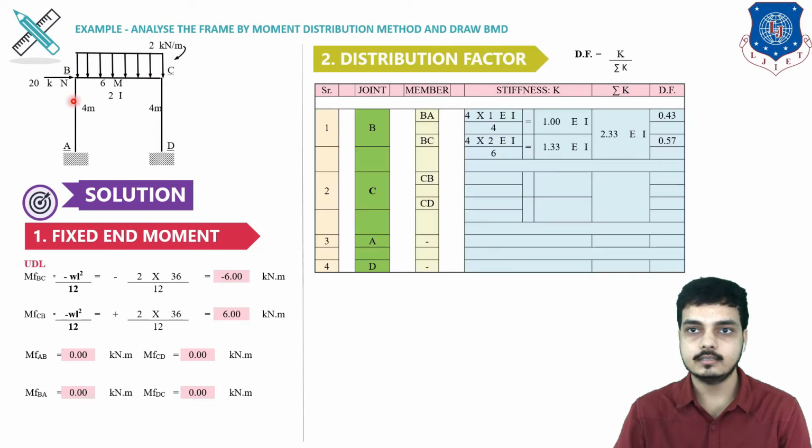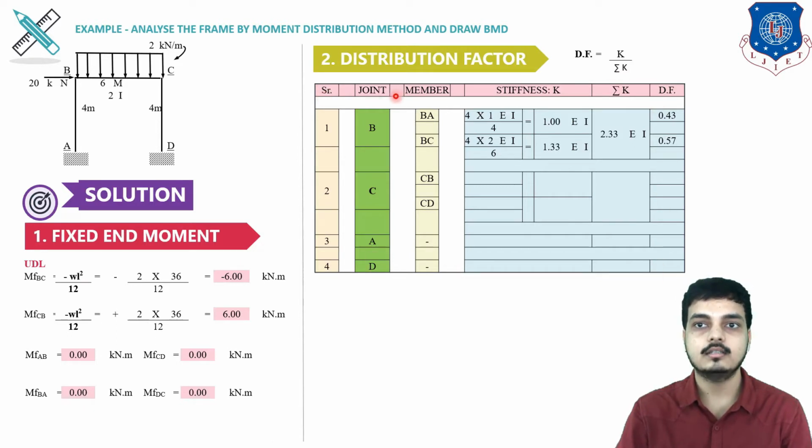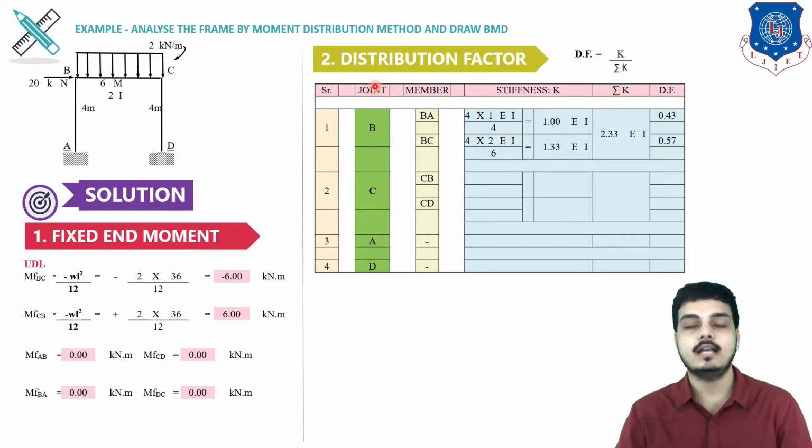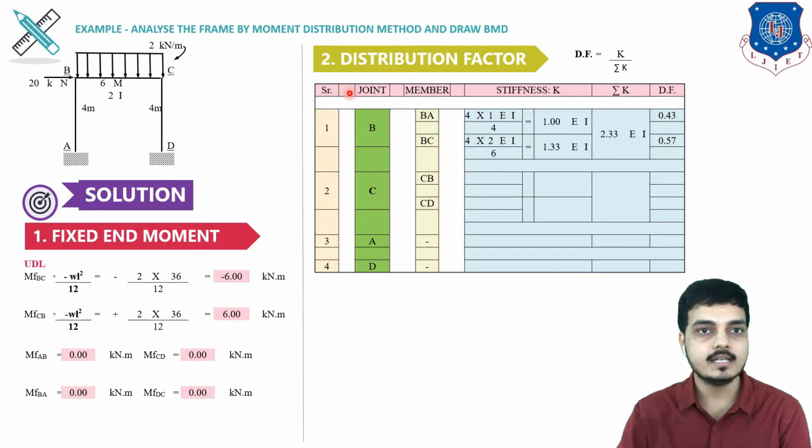Now moving ahead, our second step is the distribution factor. For the distribution factor, the formula is K upon summation of K. To draw this table, our first step is to draw the SR, then joint, then member, then stiffness K, then summation of K, and lastly distribution factor. As we have discussed, we start with the central or intermediate joint. Here there are two intermediate joints, B and C. How can we know? Look, A and D are my external joints, and B and C are my internal joints.